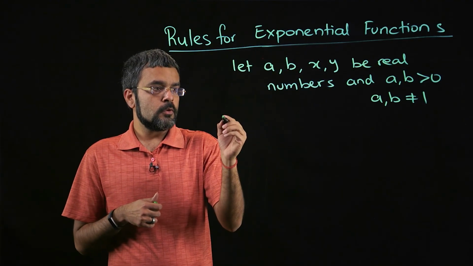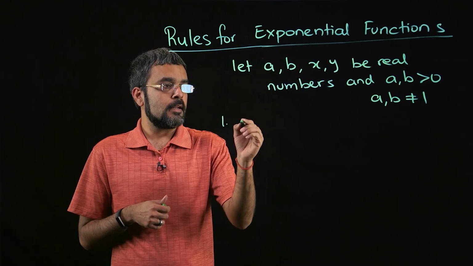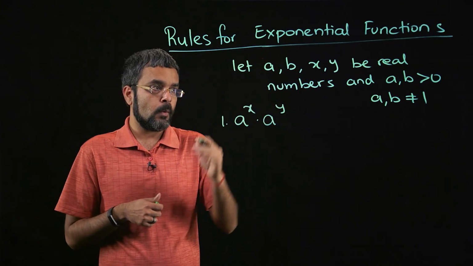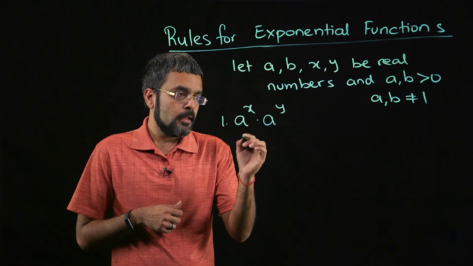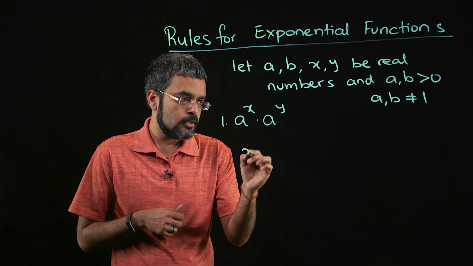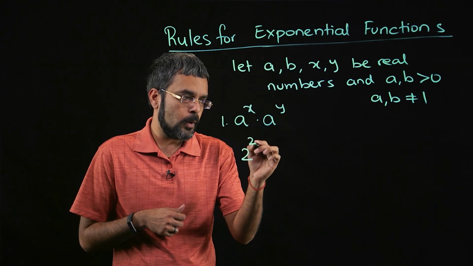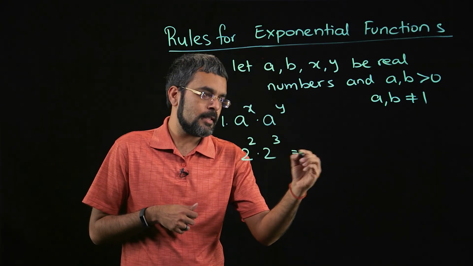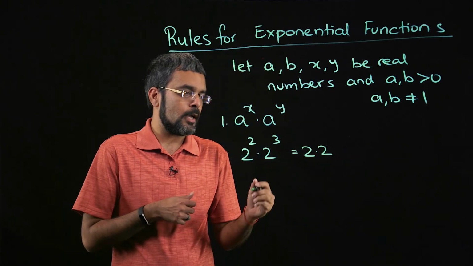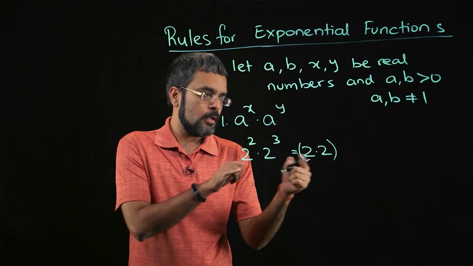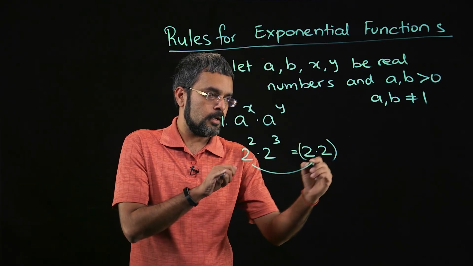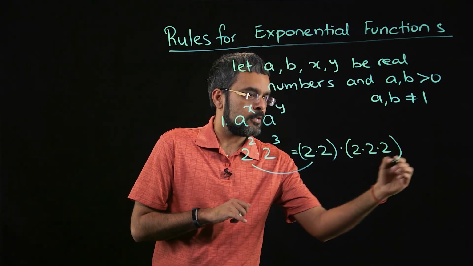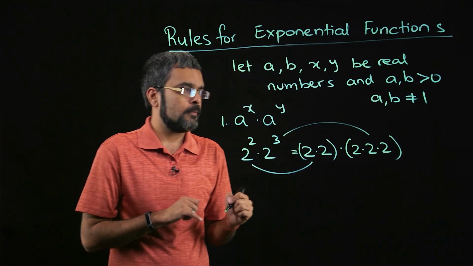Okay, so the first rule we're going to look at is what happens if I did a to the x times a to the y. Okay, what would that equal? So let's take an example. Let's say I had 2 squared times 2 cubed. What does 2 squared mean? 2 squared means I'm multiplying 2 with itself 2 times, right? And then 2 cubed would amount to 2 times 2 times 2. So that would be 2 cubed, right?